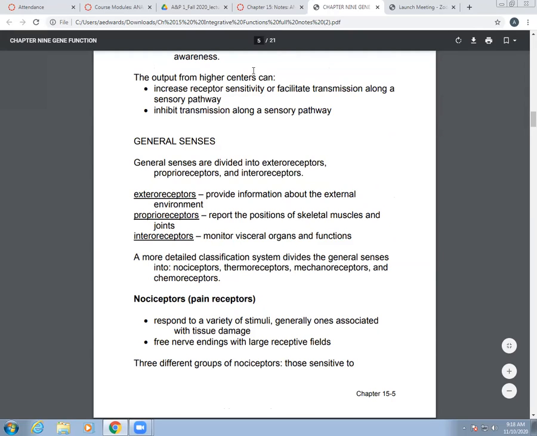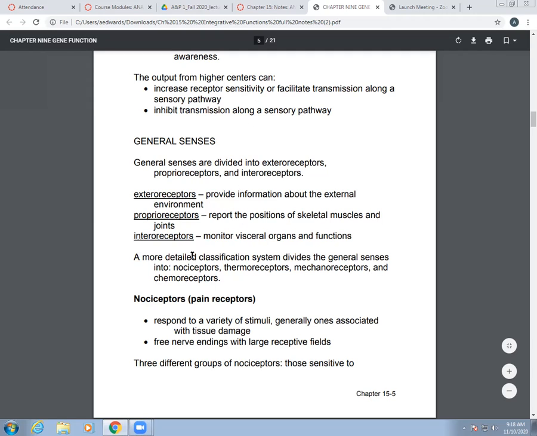The exteroreceptors are going to provide information about your external environment, the extero. Proprioreceptors give you information about positions of your skeletal muscles and your joints. Your interoreceptors are going to monitor the visceral organs and functions. So things that are like your small intestine, large intestine, things like that.